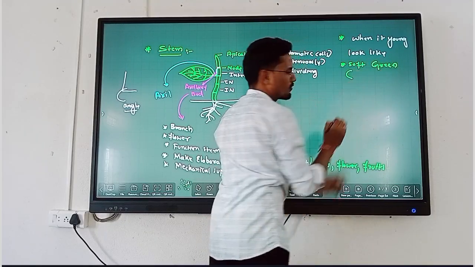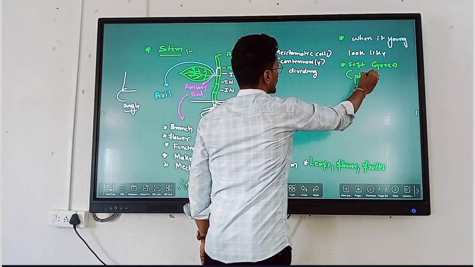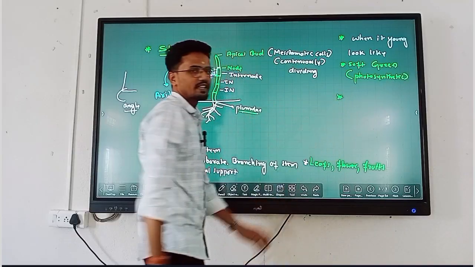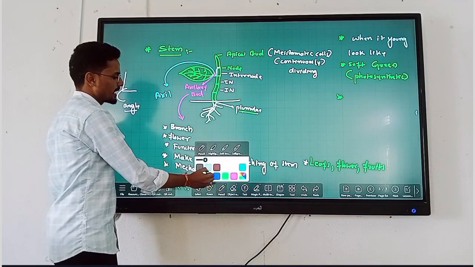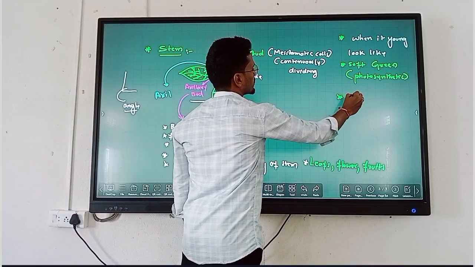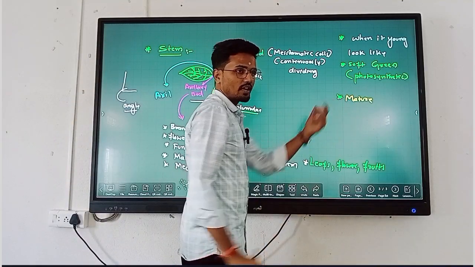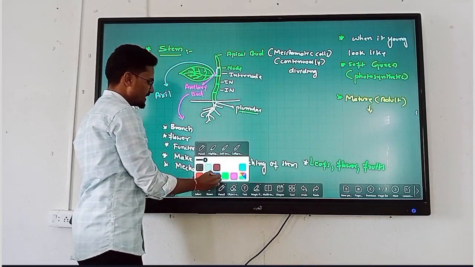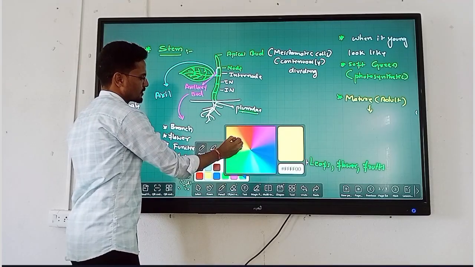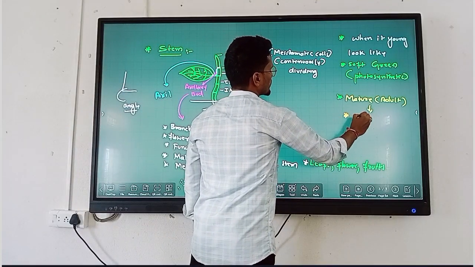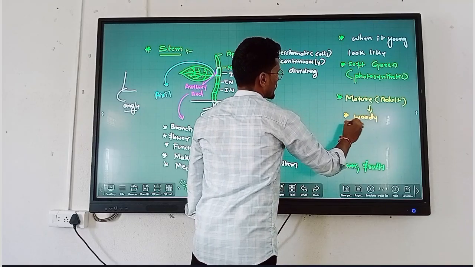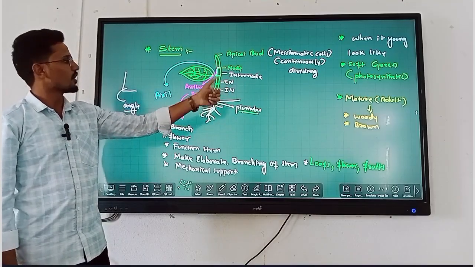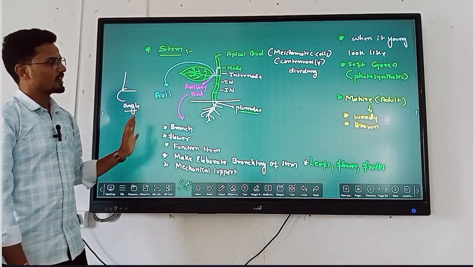If it is green, of course it is photosynthetic. When it becomes mature, or adult, it will convert into a woody and brownish structure. This is about stem morphology, when we see it externally.